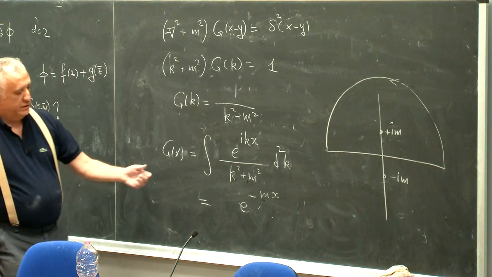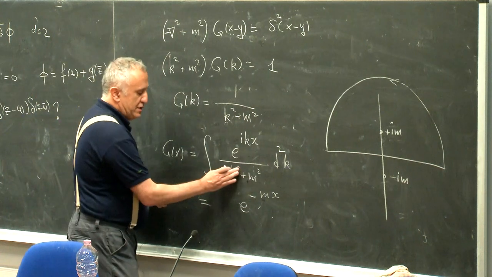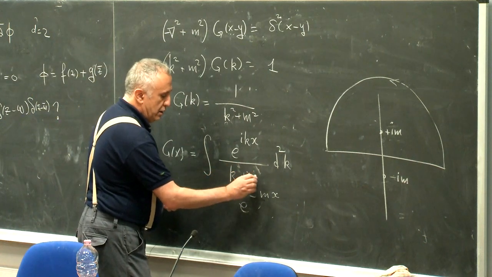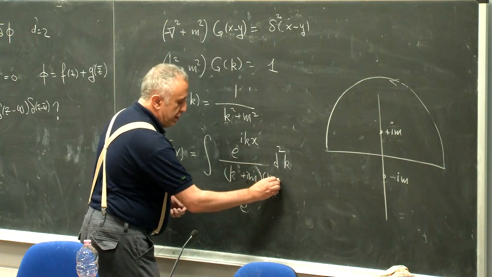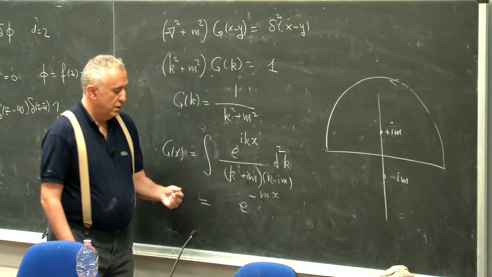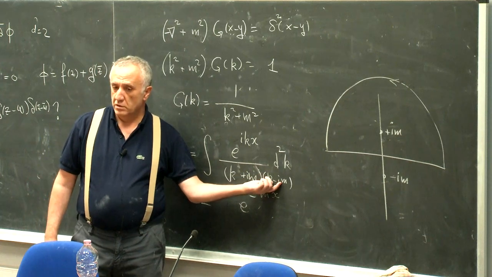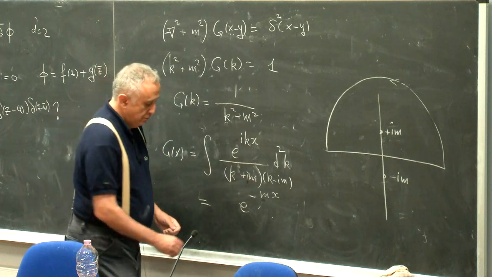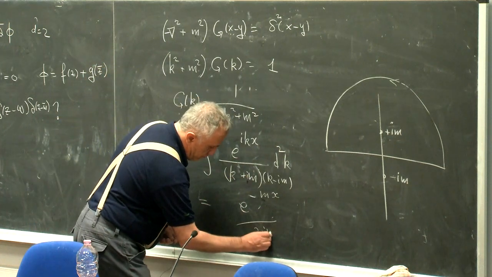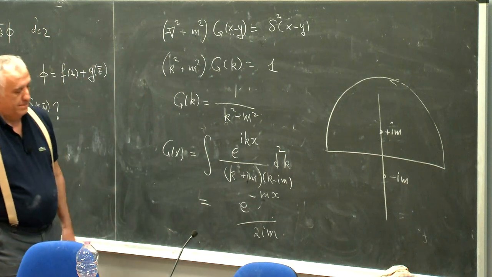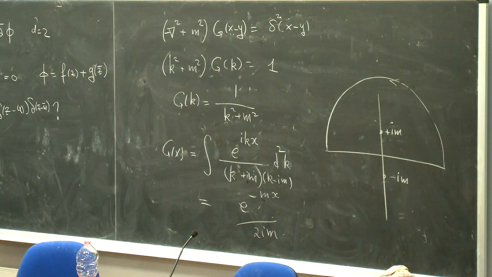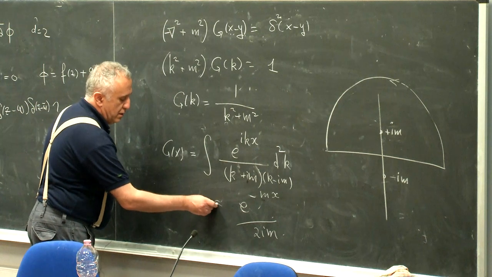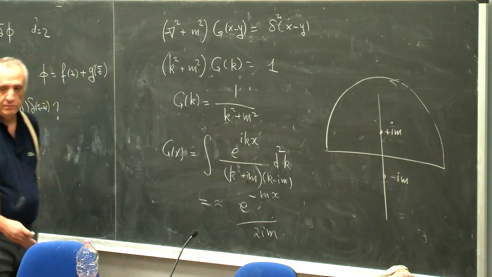And then this, of course, can be written as k plus i m, k minus i m. One of them is the pole, the other one gives 2 i m. So modulo some constants, the calculation is finished.